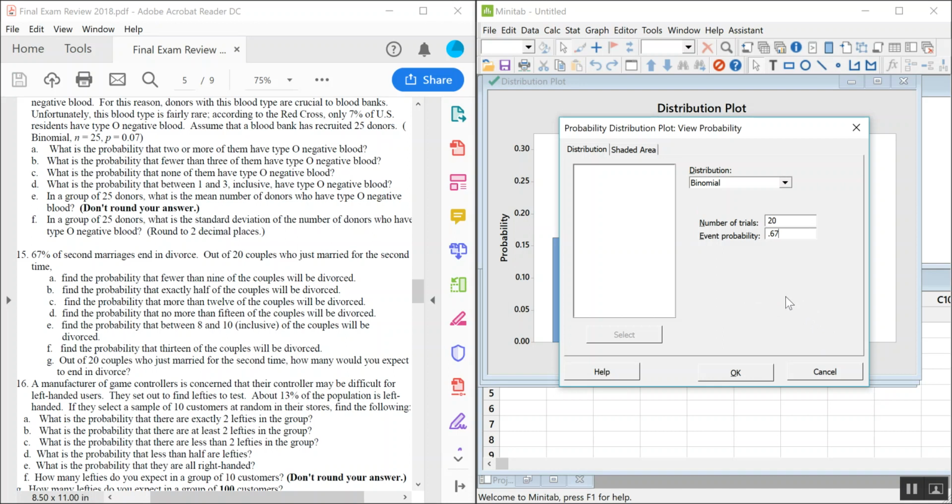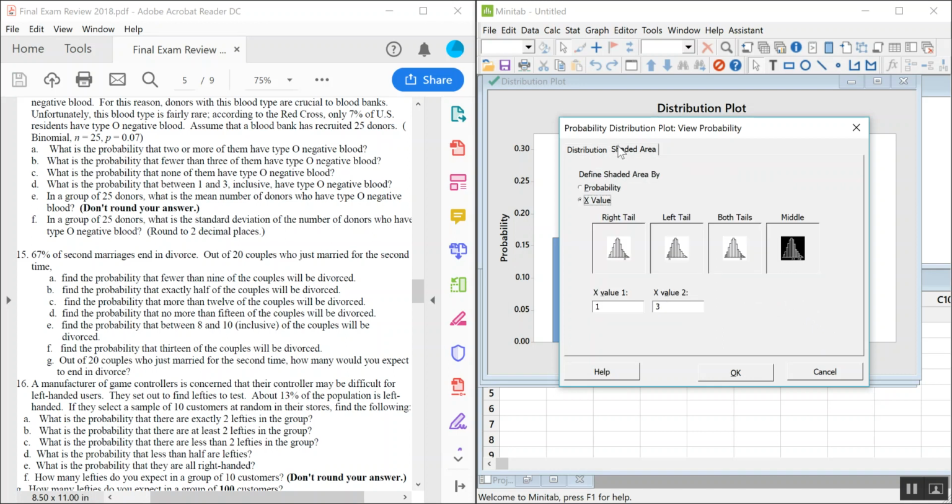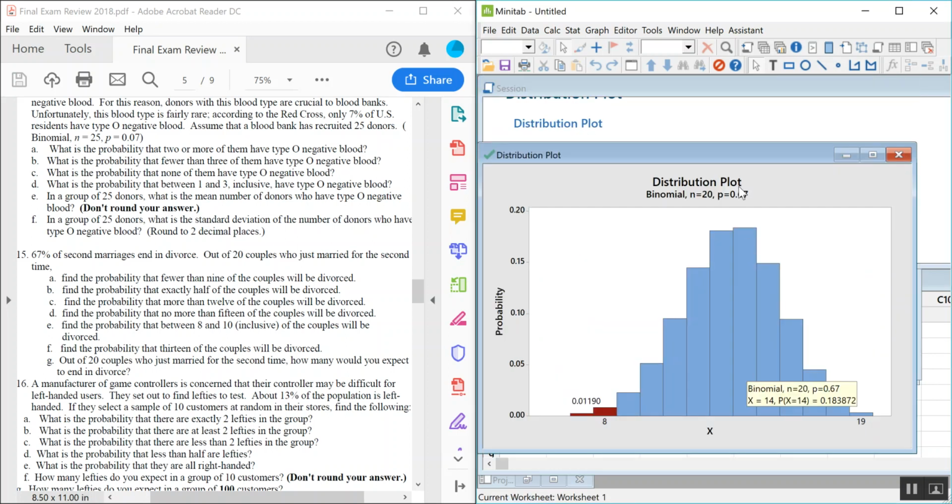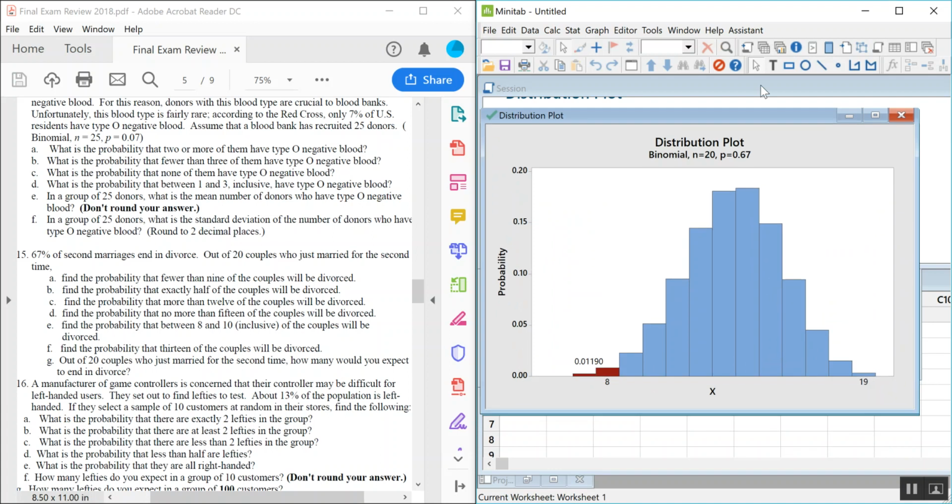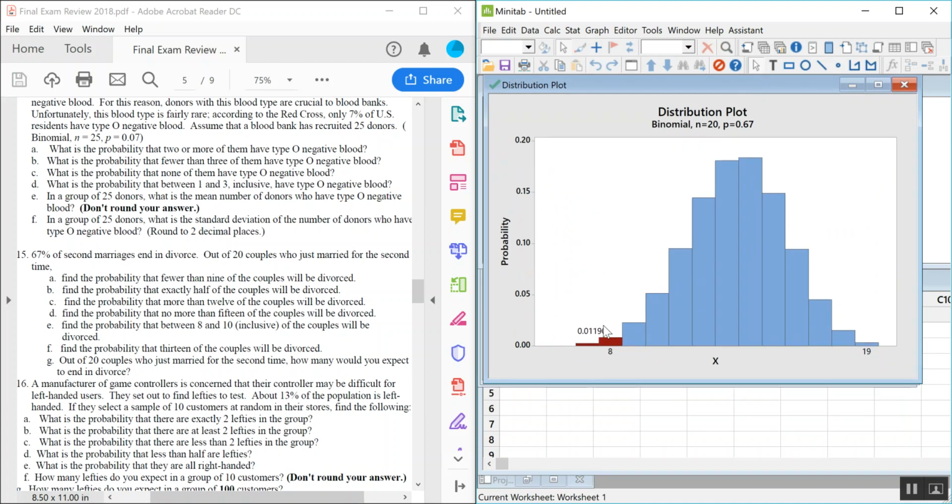Yikes. Let's go to shaded area. Okay, so like I said, this first question is fewer than 9, which is the same as less than or equal to 8. So I'm going to be putting 8 in for my value and doing a left tail, since less than on the number line corresponds with being to the left of other values. Let's go ahead and hit our OK. Wonder how this one's going to look. Ooh, that one's a little cuter. Almost normal looking, isn't it? Ooh, that's small. Not very many are going to get divorced. Well, I mean, this proportion is not as likely, or this number.